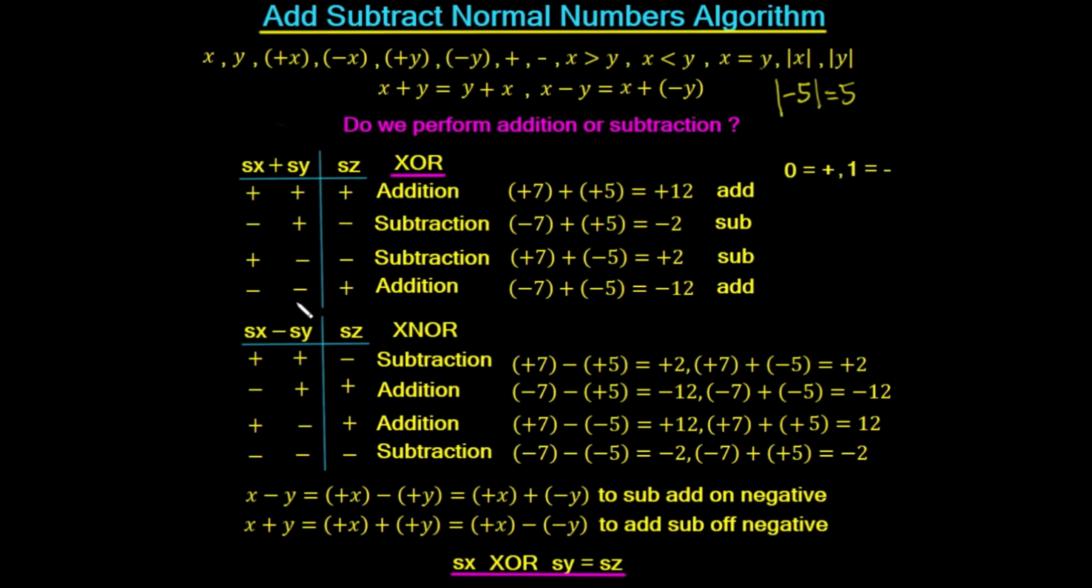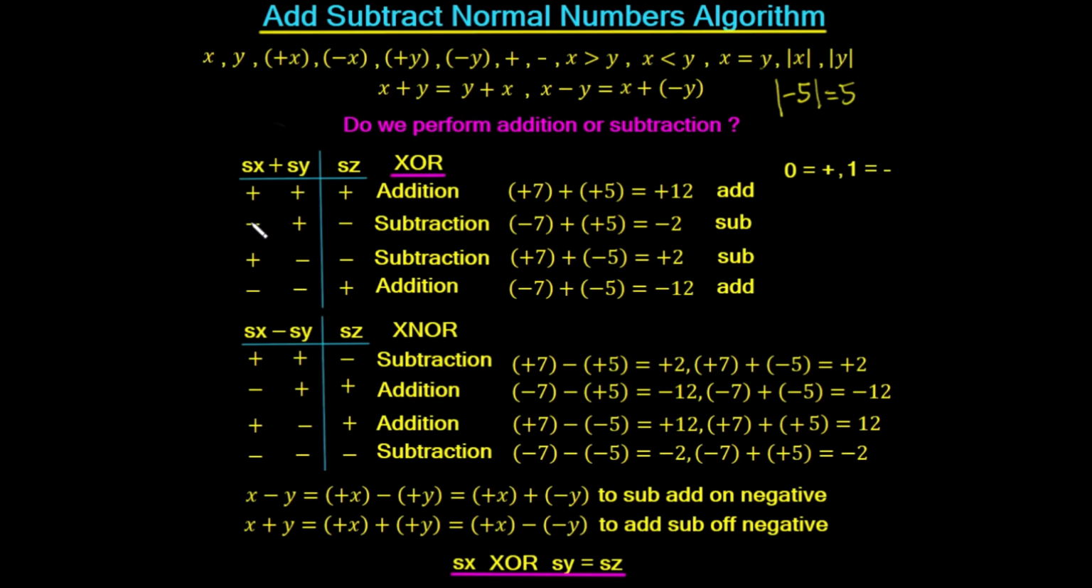Now if we look at the bottom one here, if we had minus 7 plus minus 5, then that's going to give us a value of minus 12. So you can see here that the magnitude of this answer is the same as the magnitude of that answer. So that is that whenever we have added together two negative numbers, we perform the addition algorithm.